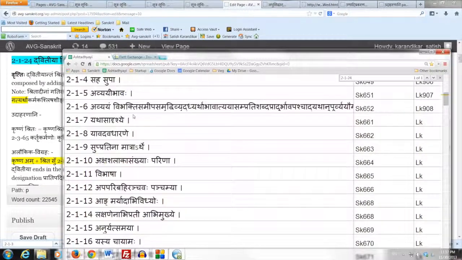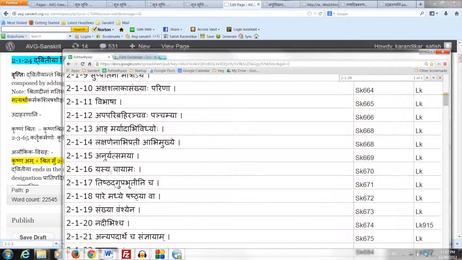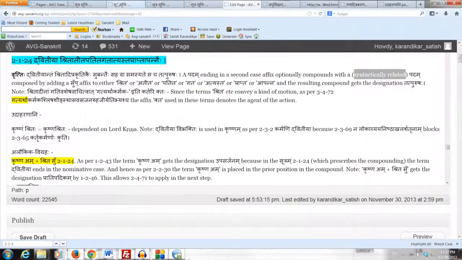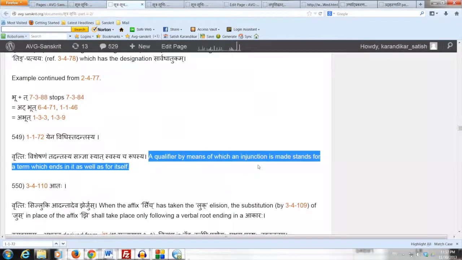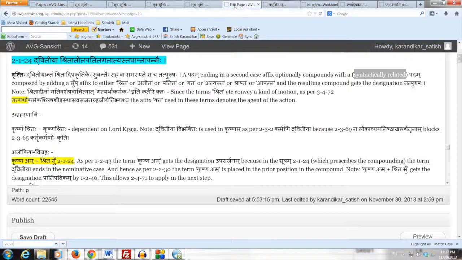Okay, we also know the anuvritti of sup is coming down from 2.1.2, subhamantrite parangavat sware, and the term dvitiya mentioned in this sutram 2.1.24 qualifies the term sup. And we know by the paribhasha sutram yena vidhistadantasya, a qualifier by means of which an injunction is made stands for a term which ends in it as well as for itself. That is how we get the meaning dvitiyantam subantam padam.